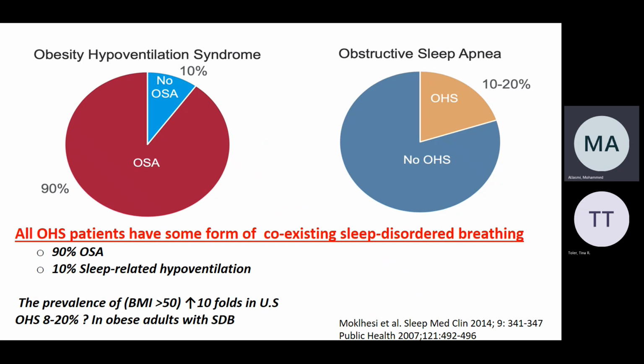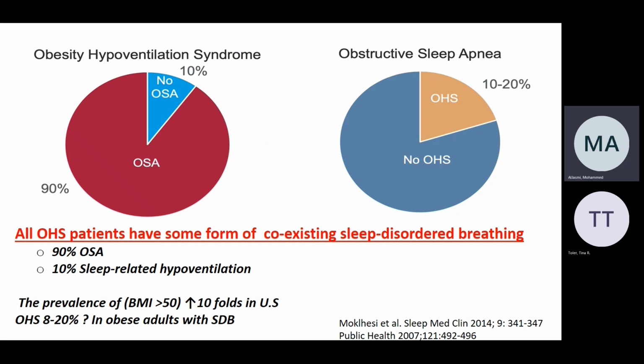And on the other hand, if you see the obesity, the sleep apnea patients, only 10 to 20% of them will have obesity hypoventilation, and the rest will not, even if they look obese. Not everyone with OSA will have OHS, but the reverse is not true when it comes to the OHS. Okay, so you have to keep that in mind.